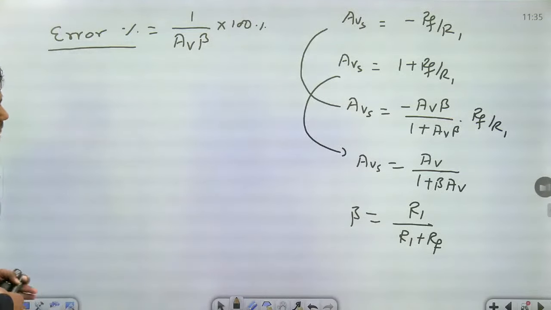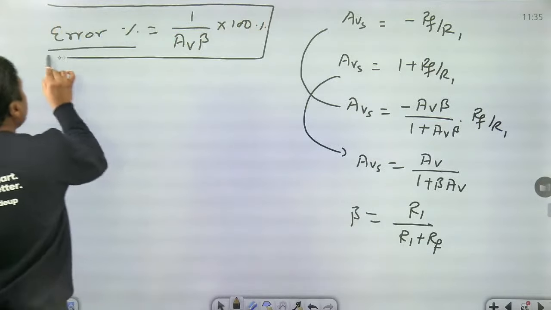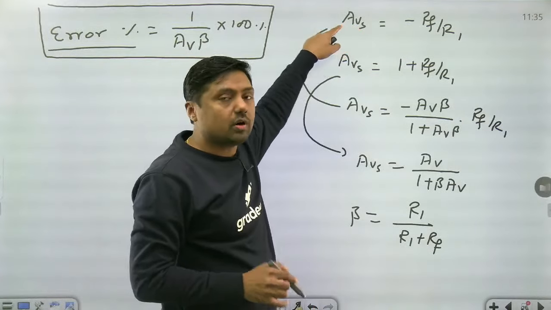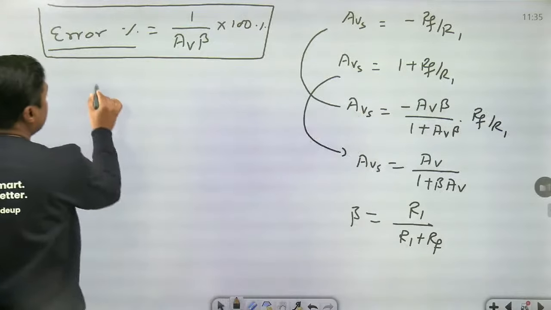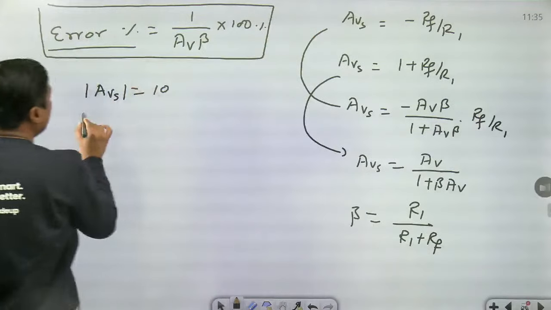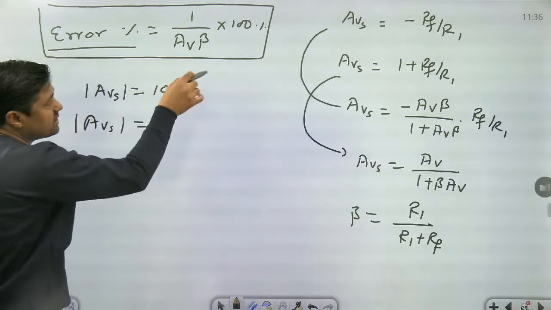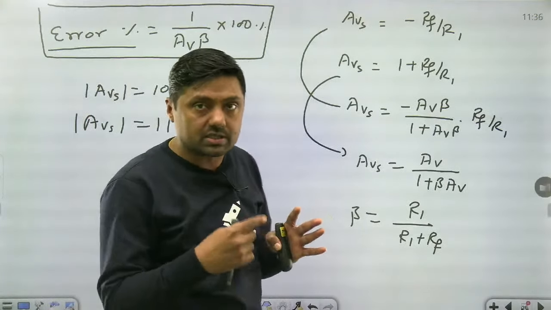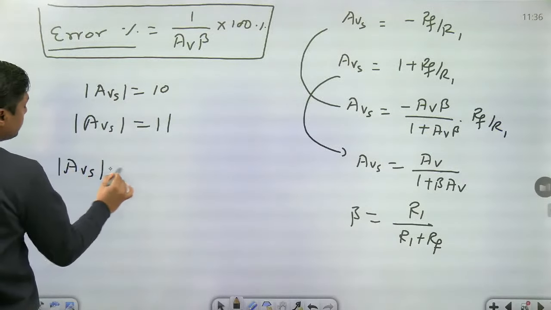Now this is what error is. Always remember this result: the mod of this is what is overestimated. Overestimated means if the exact answer is 10, the approximated answer will be 11. The approximation is always overestimated. So in both cases, the AVS is overestimated.